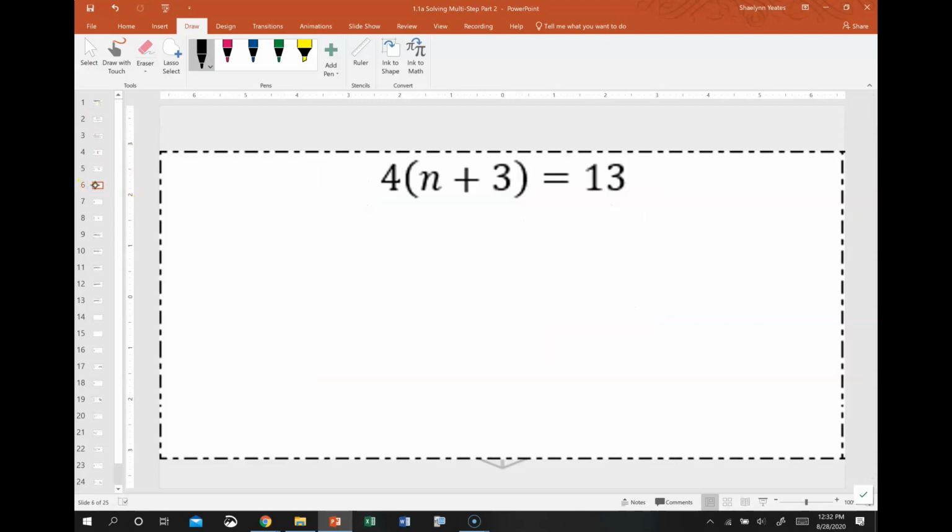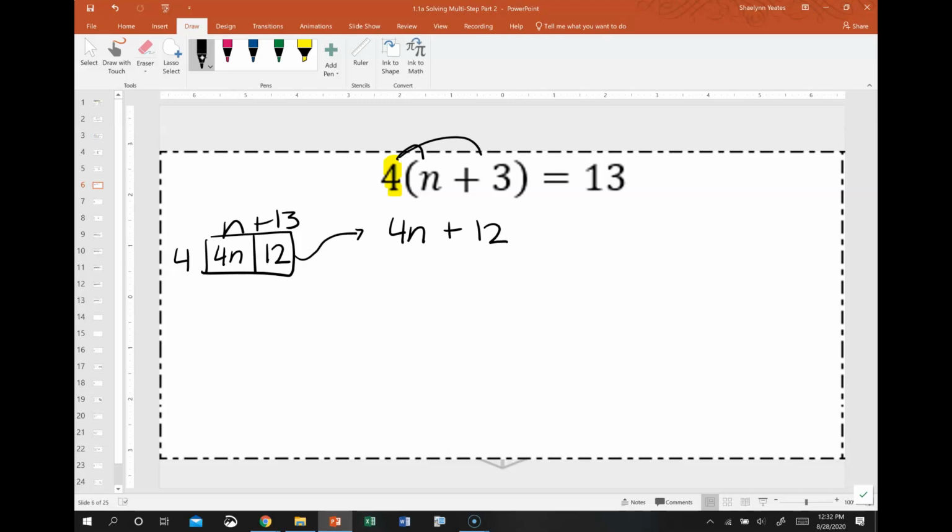Now let's try this one. This is the first time we're seeing distribution this year. So let's go ahead and take this 4 and distribute it through. And we get 4n plus 12. Now if you struggle with seeing what's happening with distribution, you can go ahead and try the box method, where you draw a box, you put the thing in front of the parentheses on the side, and then you put the stuff on top. And I get 4n plus 12. If you notice, that's exactly what I wrote. And that equals 13. So we did our first step, our step 0.